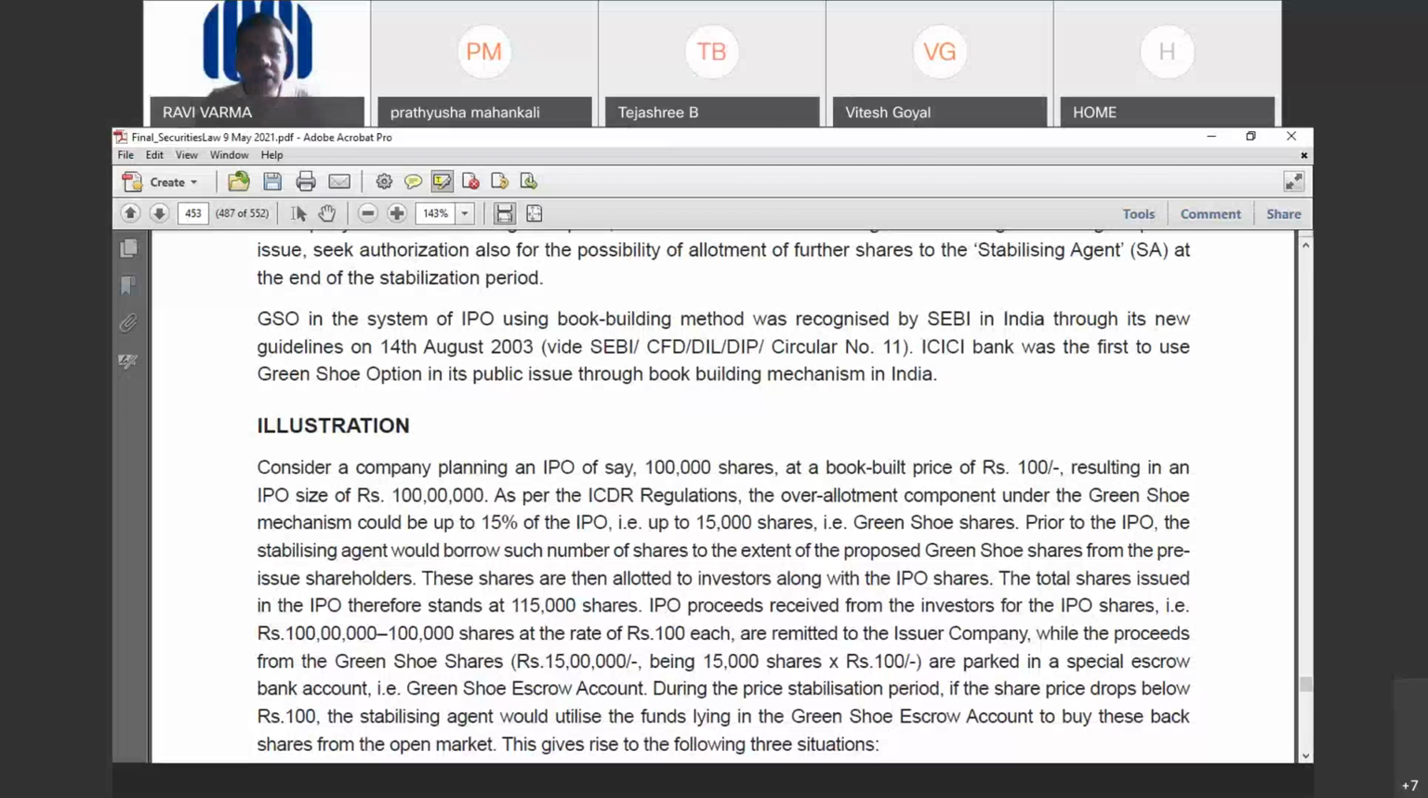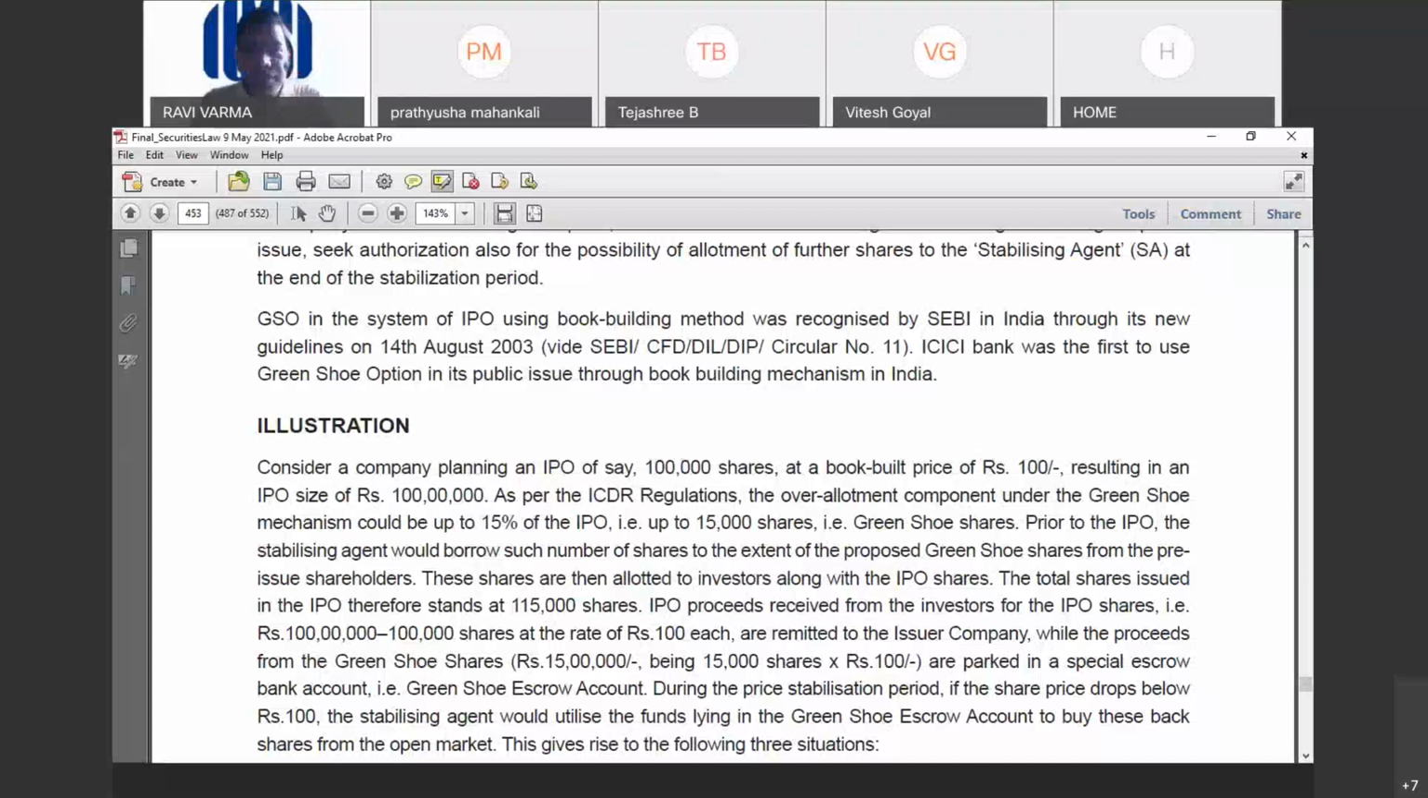How I will do the stabilizing, I will tell you, but first try to understand. Whatever the normal IPO shares are, plus they will give me these 15,000 shares as a stabilizing agent. So, sir, from where will you get the money? As a stabilizing agent, how will you get the money? I will take the money from a lender, maybe a bank. Then I will invest and get 15,000 shares at the same price, but I will not use those shares.